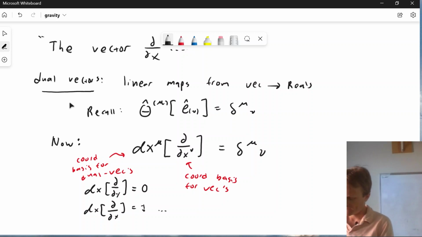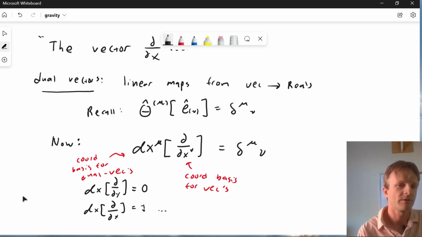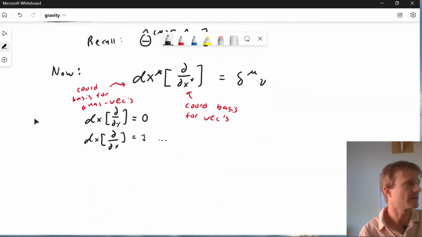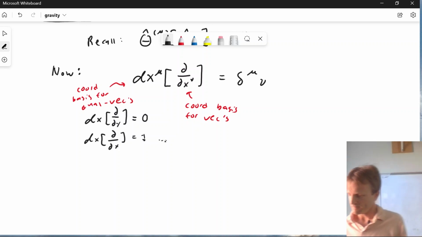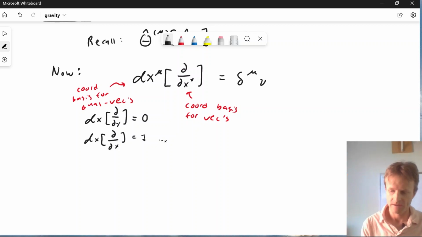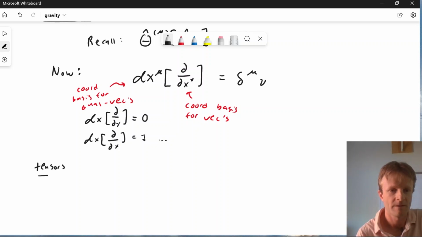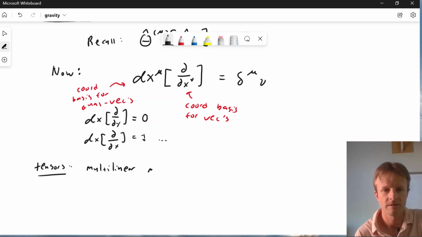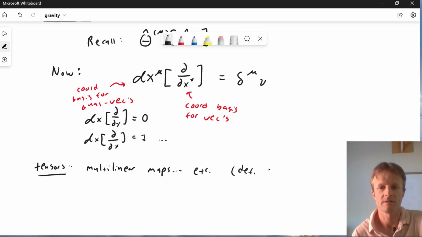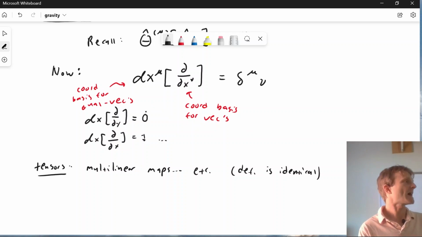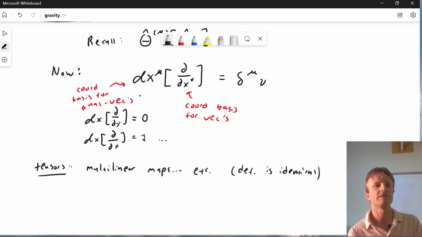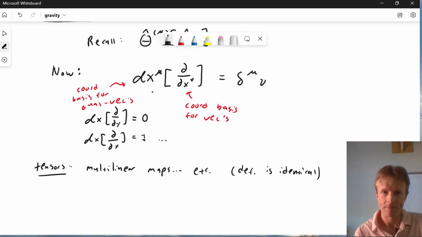So that's really it. I don't have anything to say more about dual vectors. We went through all that in the context of special relativity. This is identical. What about tensors? Well, same things, right? Multilinear maps, etc. Definition is identical. The basis we get is just gotten by tensoring together all these different coordinate bases.